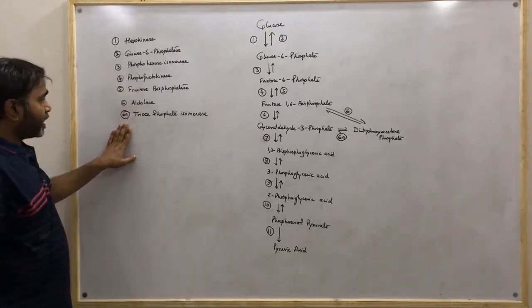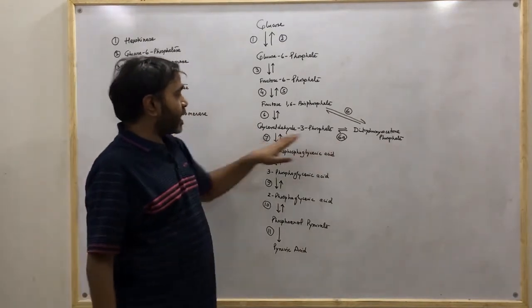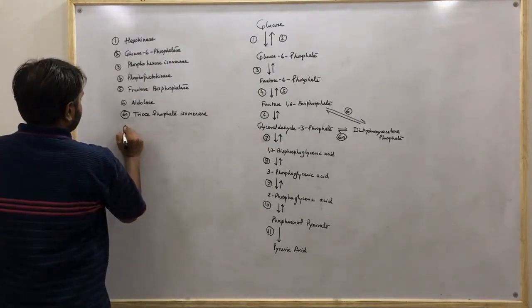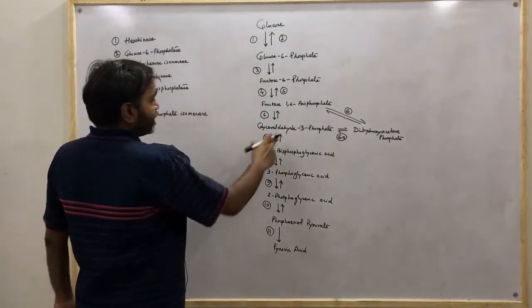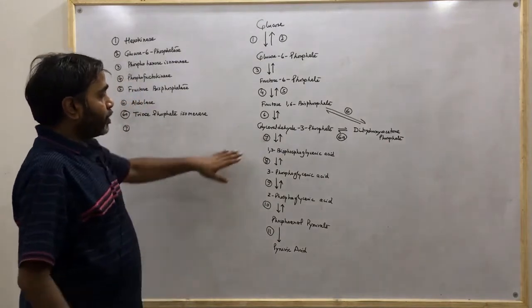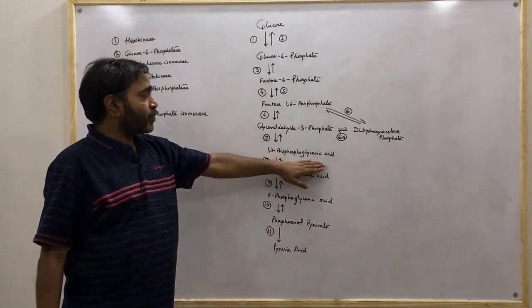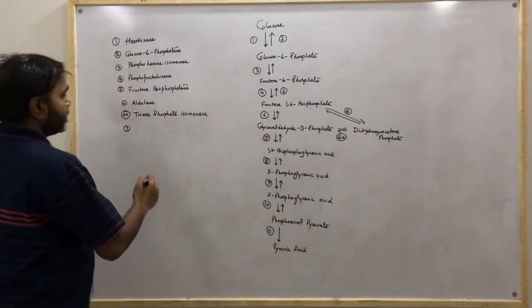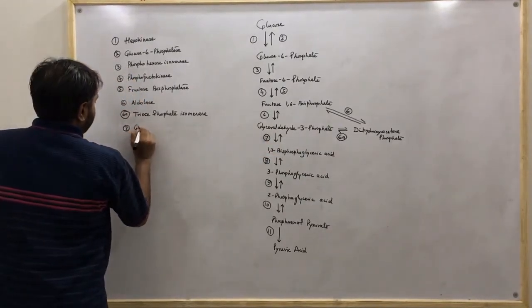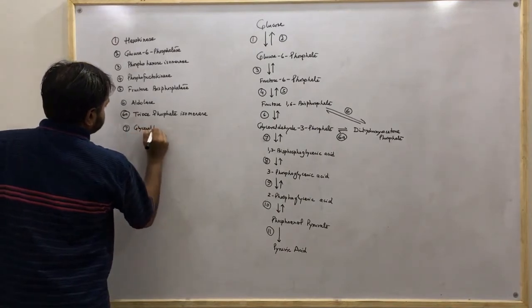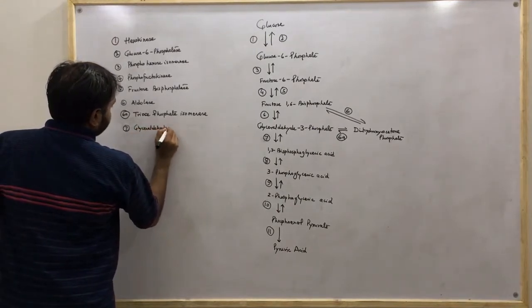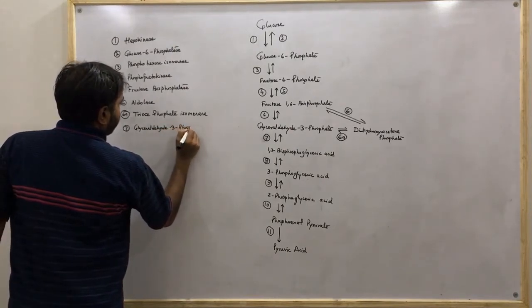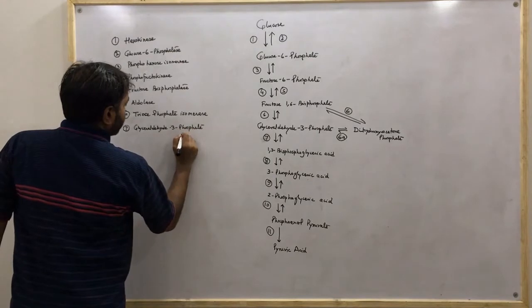And now after having the name of this enzyme, we will move to the 7th one. And which enzyme will work at this position, that is in the formation of 1,3-bisphosphoglyceric acid from glyceraldehyde 3-phosphate? This enzyme is glyceraldehyde 3-phosphate dehydrogenase.